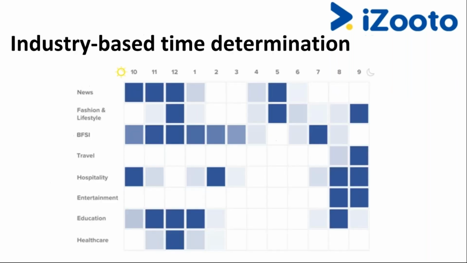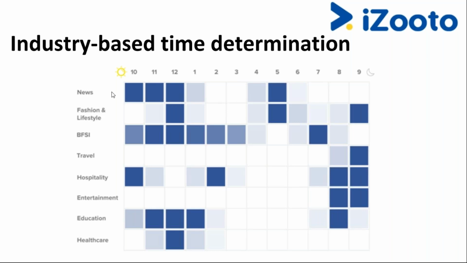Now, while pushing your notifications, you should also consider the industry that you belong to, along with the wider persona that you cater to. For example, if you look at the slide right now, it shows the various industries, for example, news, fashion, banking, travel, etc. And also shows you the different times across the day in which people most likely respond well to a notification. The darker squares over here are the ones where people are most active and responsive. The lighter ones are where you get really less engagement, and the white ones are like, okay, I'm busy.